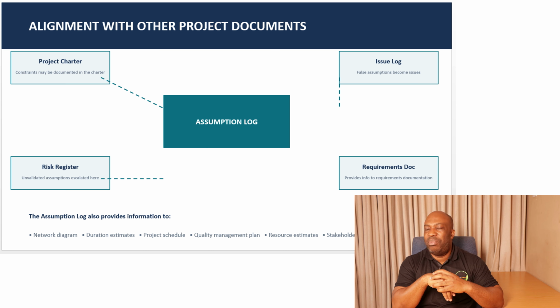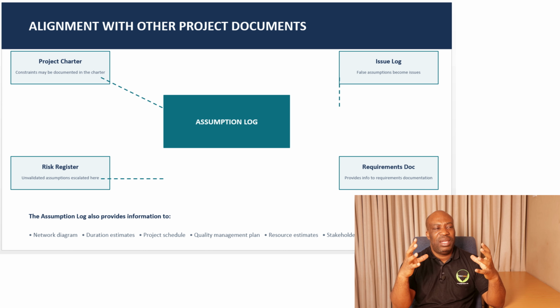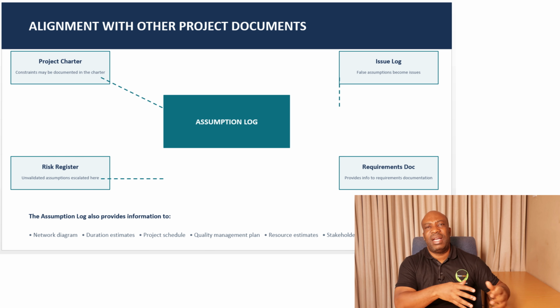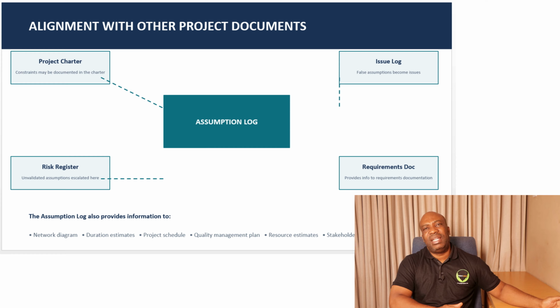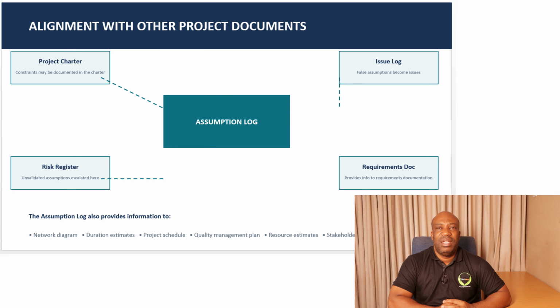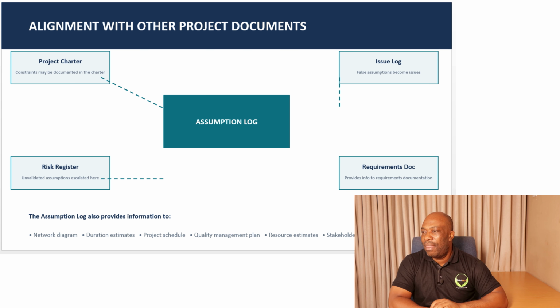So the first one is project charter. Project charter also has its own section for capturing assumptions and constraints. So it's one of the items that is going to feed into the assumption log. And that is why you find the assumption log is actually created during initiation, because that is the time when the project charter is created to authorize the project. So you pick the assumptions and also the constraints from the project charter, then you feed them into the assumption log. So project charter is actually an input into the assumption log.